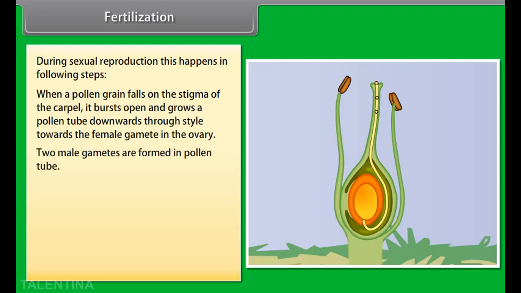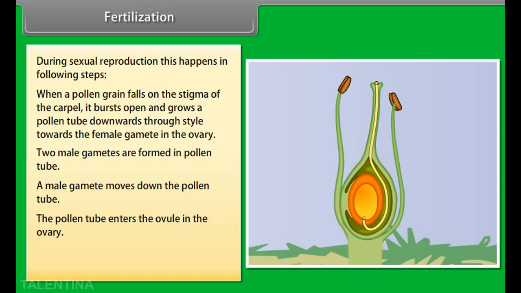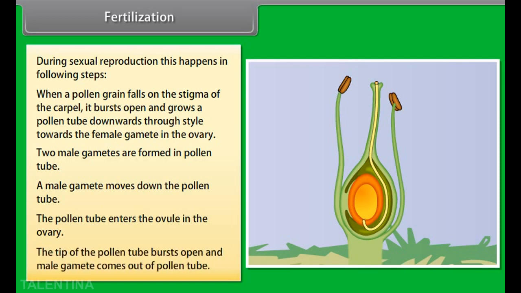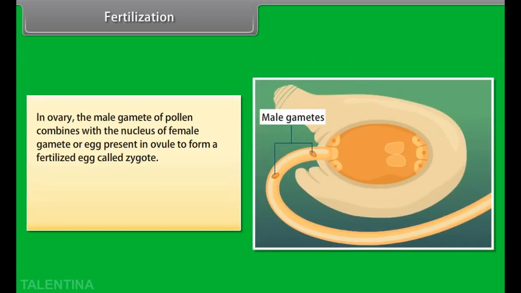2 male gametes are formed in the pollen tube. A male gamete moves down the pollen tube. The pollen tube enters the ovule in the ovary. The tip of the pollen tube bursts open and the male gamete comes out of the pollen tube. In the ovary, the male gamete of the pollen combines with the nucleus of the female gamete or egg present in the ovule to form a fertilized egg called zygote.